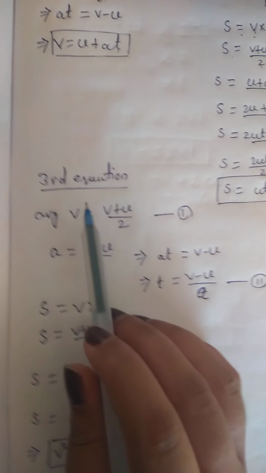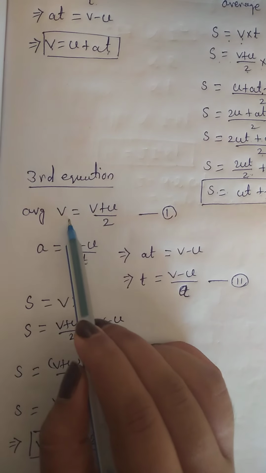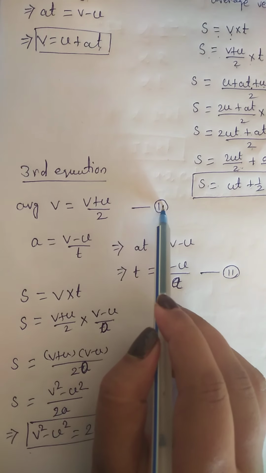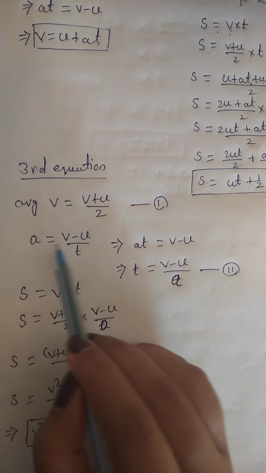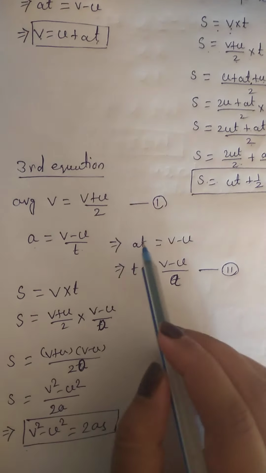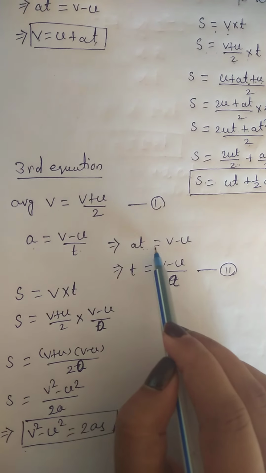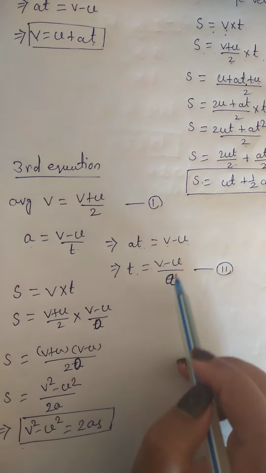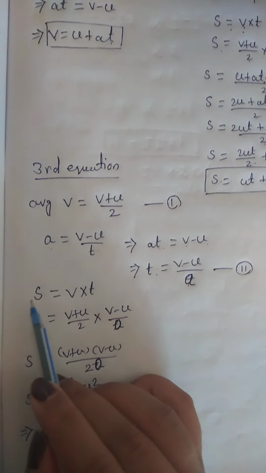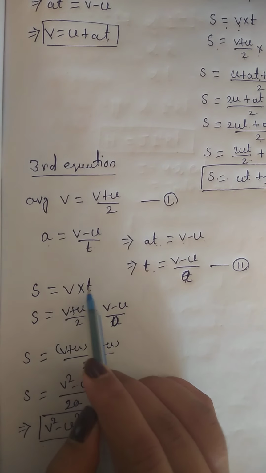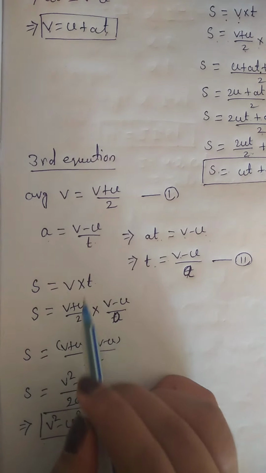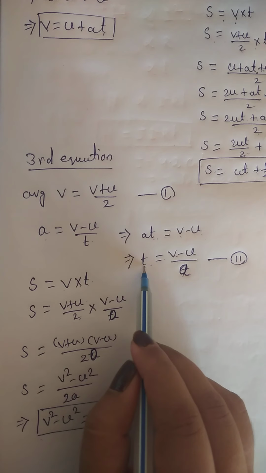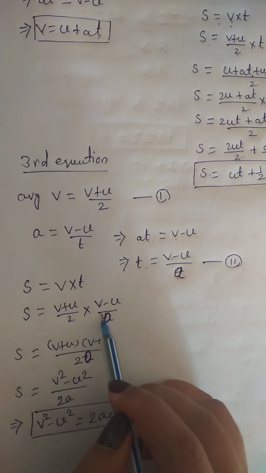Now coming to the third equation. Again, average velocity is equal to (v + u)/2. Now make it the first equation, we know a = (v - u)/t. So cross multiplying, at = v - u and t = (v - u)/a. Again, distance is equal to velocity into time. Now putting the value of average velocity, (v + u)/2, and the value of time, (v - u)/a.